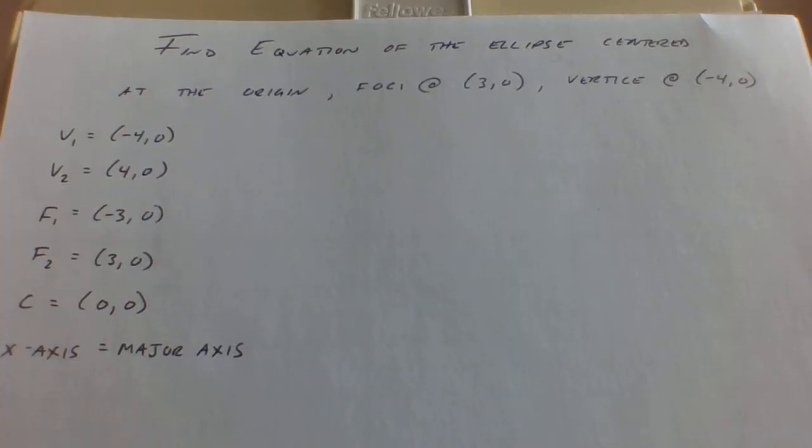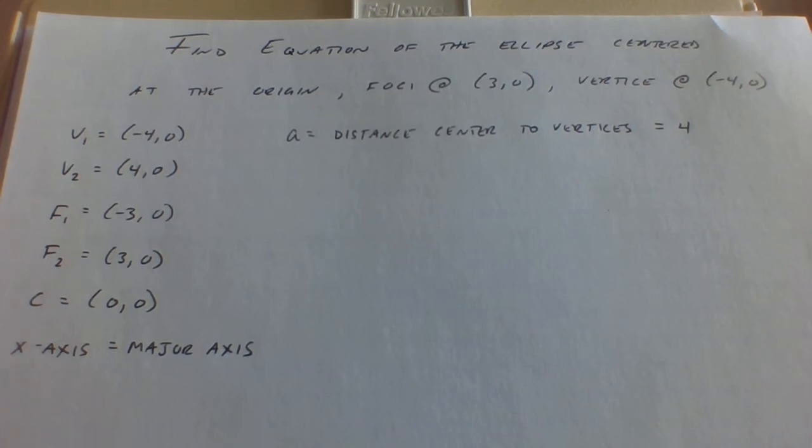Here I've started to create a summary of the information I have. I have 2 vertices. I'm going to call them V1 and V2, and they are at the points -4, 0 and 4, 0. I have 2 foci. I'm going to call them F1 and F2. They are at the points -3, 0 and 3, 0. I have my center, which was at the origin, and we also know that the x-axis was our major axis. So from here, let's go get some of the values that we need to start building our equation.